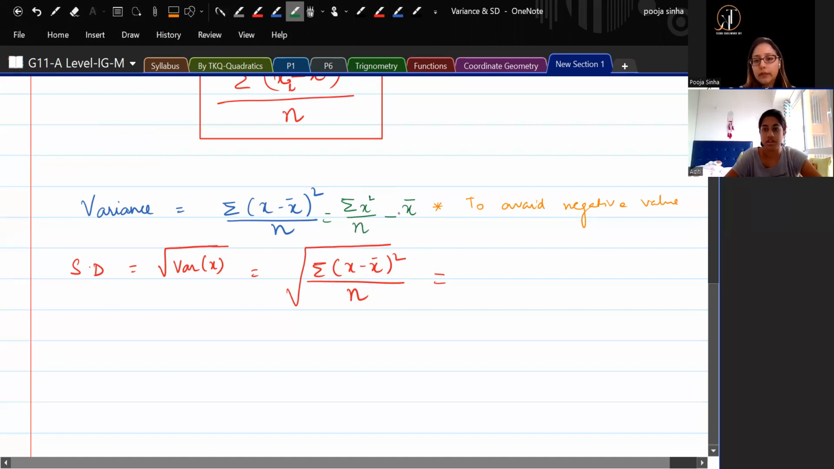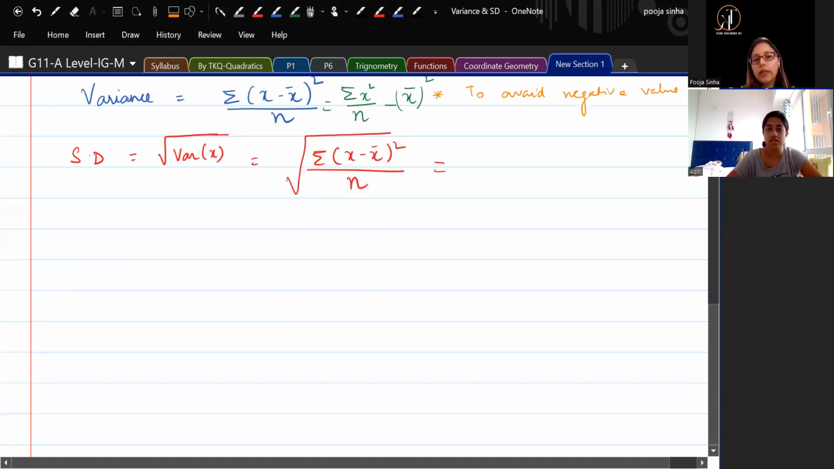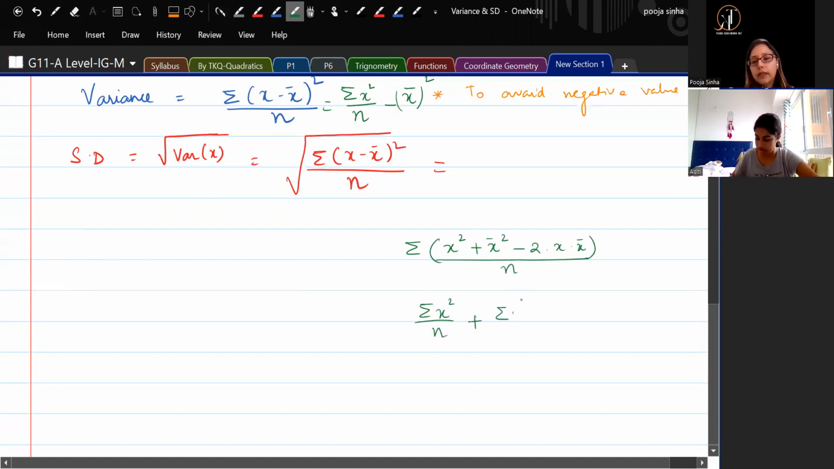X bar का भी square होगा? Yes. अब आप ये समझिए कहाँ से आया ये वैल्यू. All you're doing is opening up the bracket, sigma लगाओ, और x square plus x bar square minus 2 x or x bar divided by n. अब we will open up x square upon n, ये as it is रह गया, sigma x bar square upon n, I'll come to this, minus sigma x into x bar upon n.